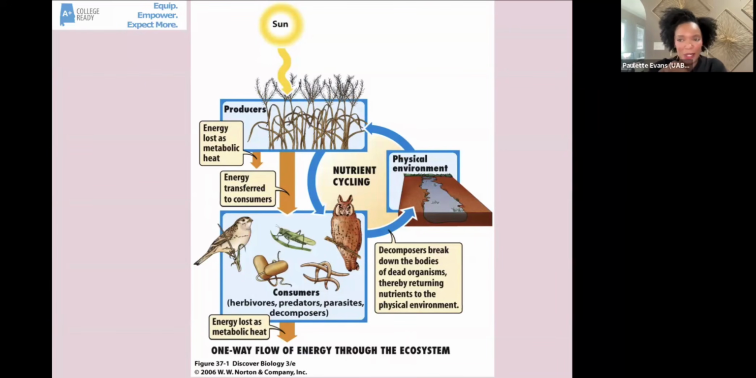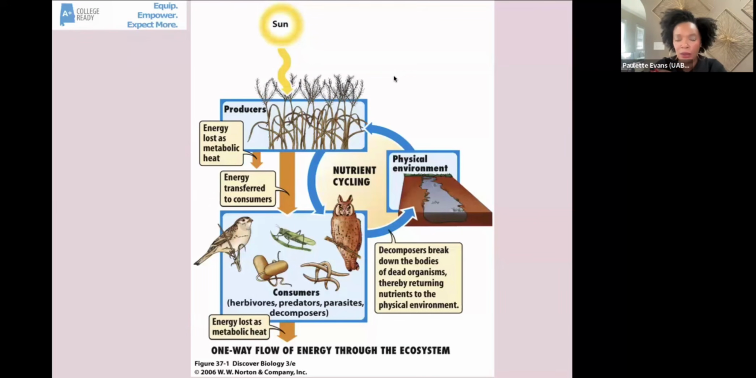I bet you've seen a picture similar to this before. What would you call this? You're probably thinking a food chain or a food web. You're absolutely right. And so there are two main points that I want to take away from this picture, although there are lots of things to talk about here. The first thing I want to talk about is the flow of energy.